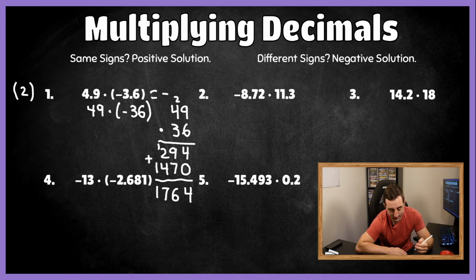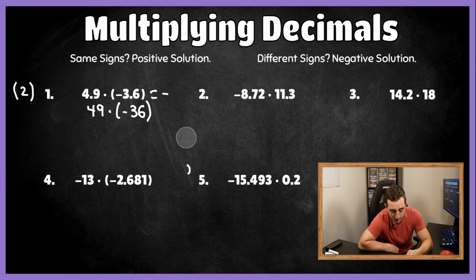So instead of it being 1,764, we want to put a decimal point between the 7 and the 6 to make sure that there's 2 numbers behind the decimal point. So our final answer is going to be negative 17.64 for the first one. And we're just going to write that up here, 17.64. And now we can go ahead and go to number 2.